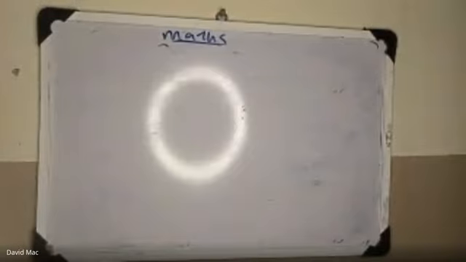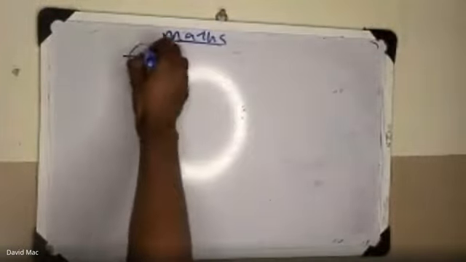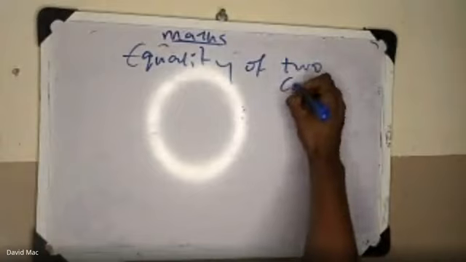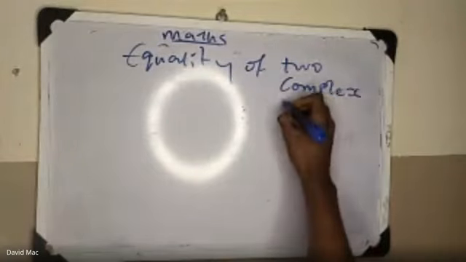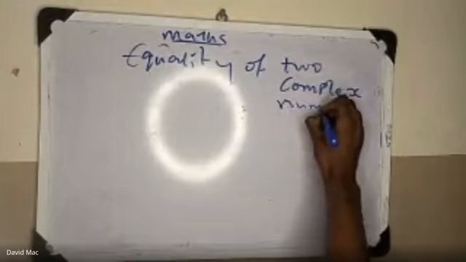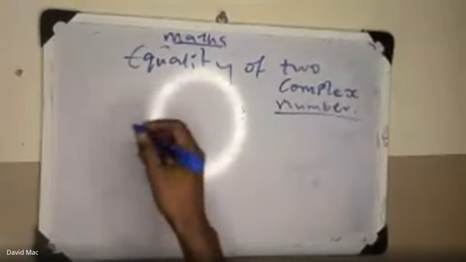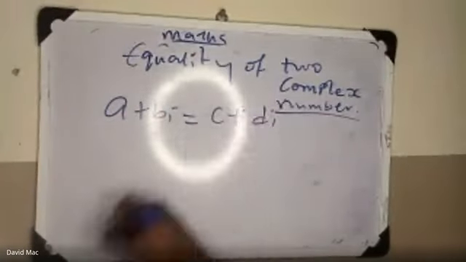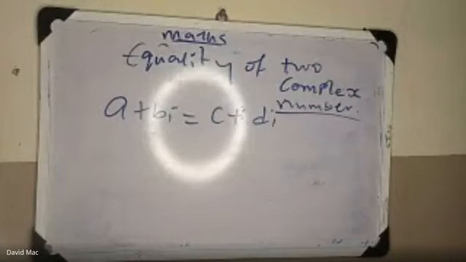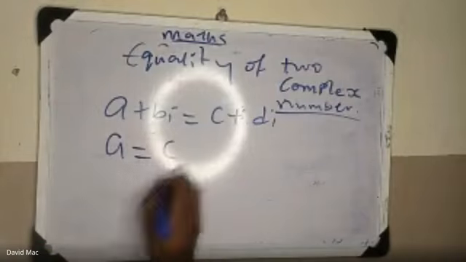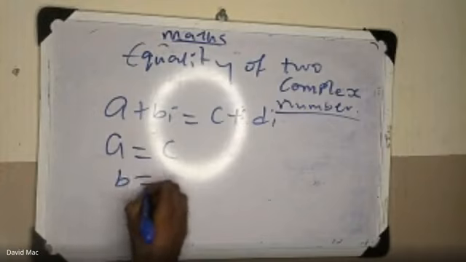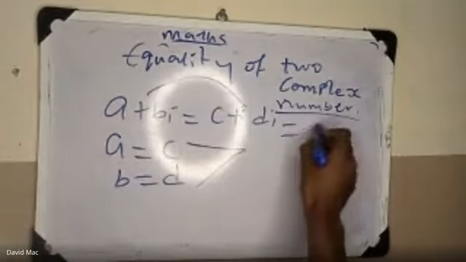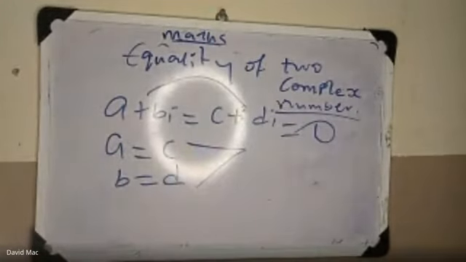Now, when we talk about equality of two complex numbers, the rule is just saying that if you have two complex numbers like a plus bi is equal to c plus di, what if you want to find the equality of these two complex numbers? A must be equal to c and b must be equal to d, for these two complex numbers to be equal.